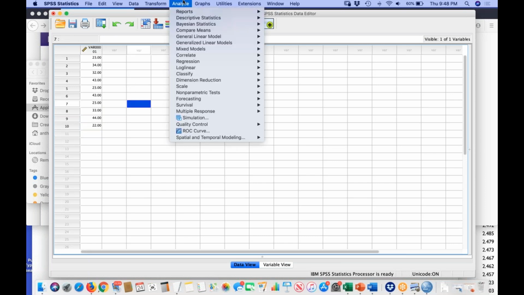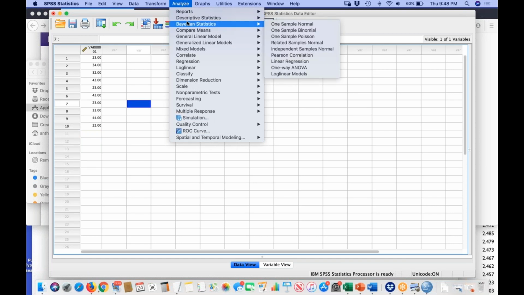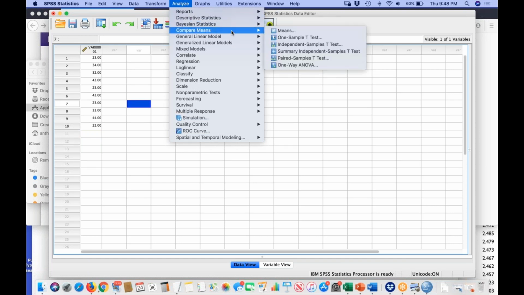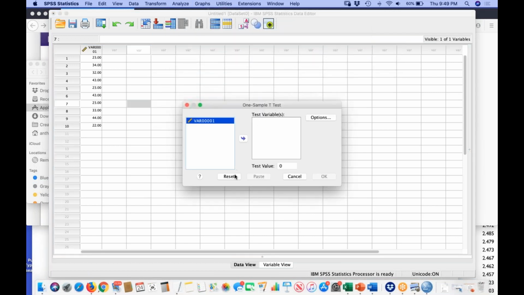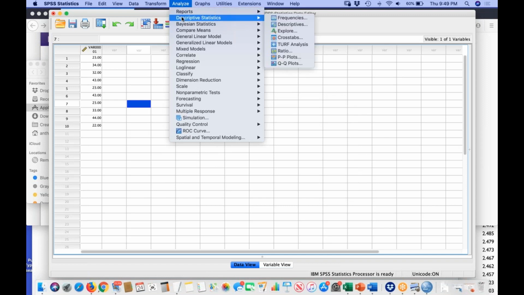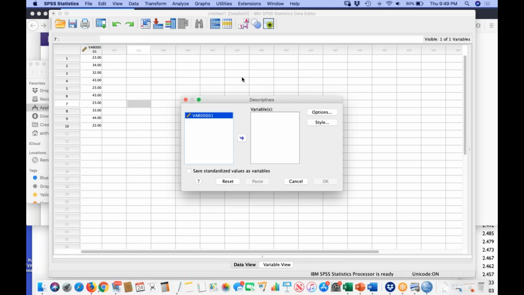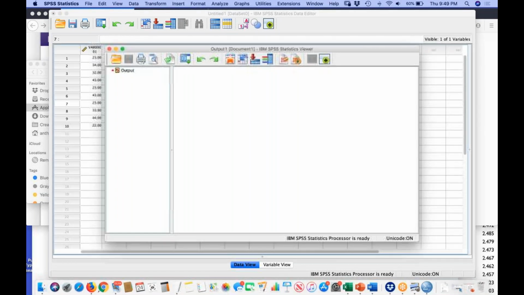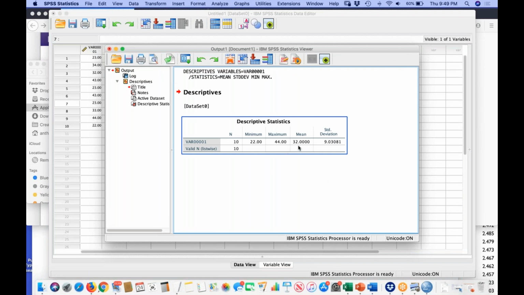I can go up to analyze, I can go into compare means, and I'm going to go to one sample t-test. Actually, before I do that, I'm going to find out what the mean is. The descriptive statistics come out to a standard deviation of 9 and a mean of 32.